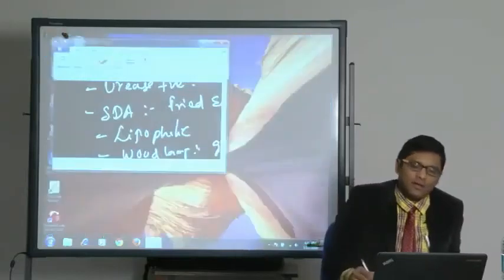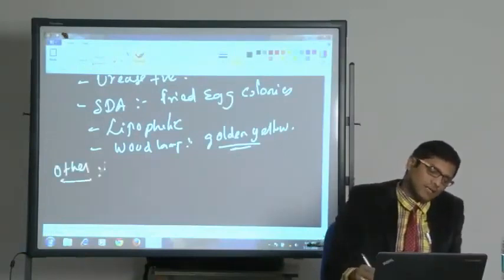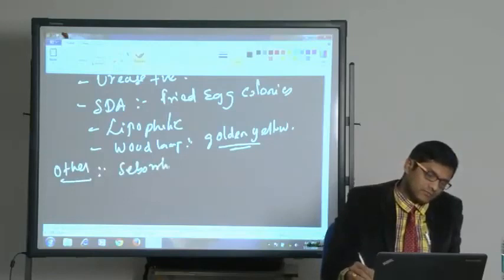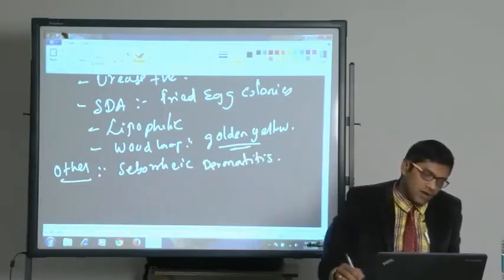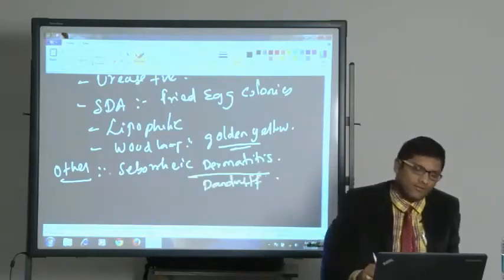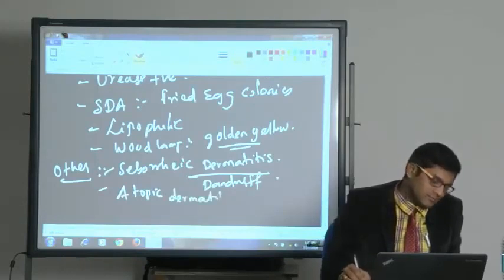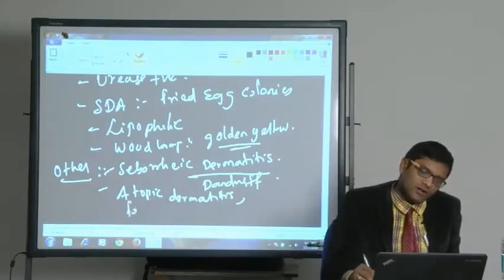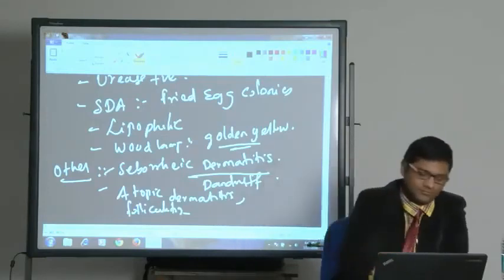Apart from Tinea versicolor, Malassezia furfur can cause other manifestations like seborrheic dermatitis. Seborrheic dermatitis is nothing but dandruff, which we all see in day-to-day practice. Apart from that, atopic dermatitis and folliculitis, all these are other manifestations produced by Malassezia furfur. Okay.